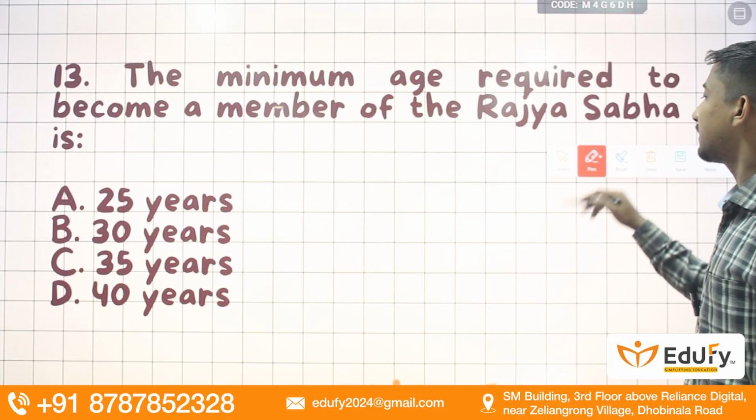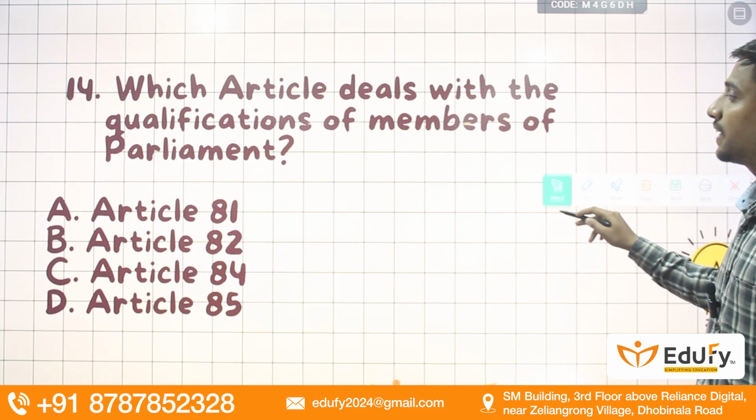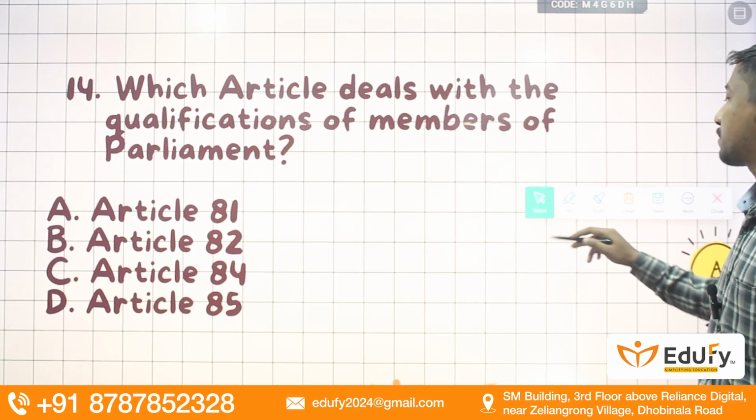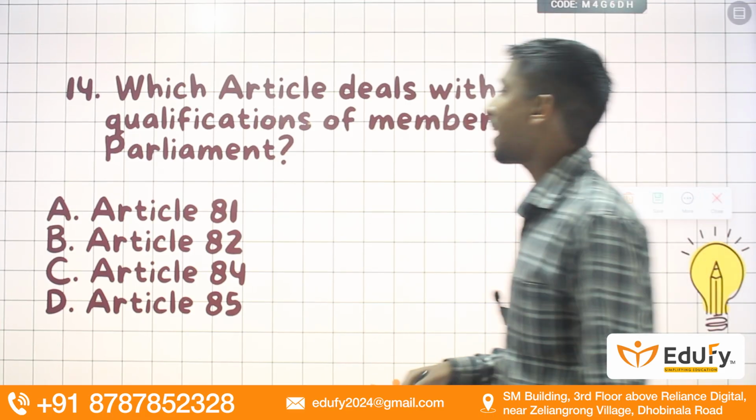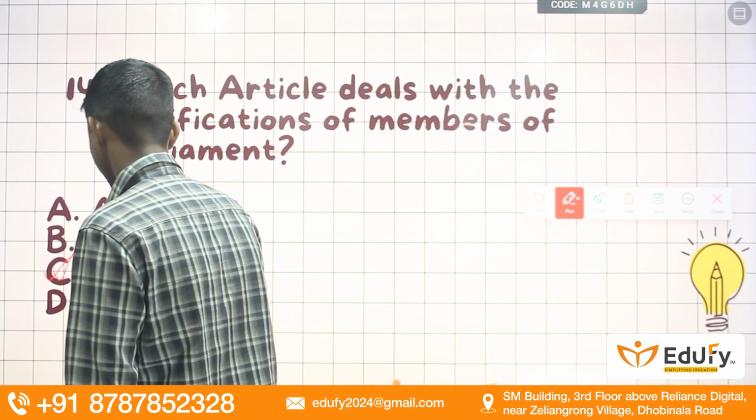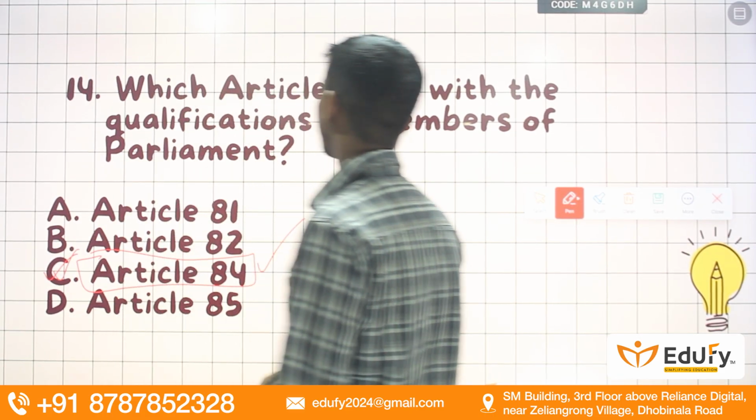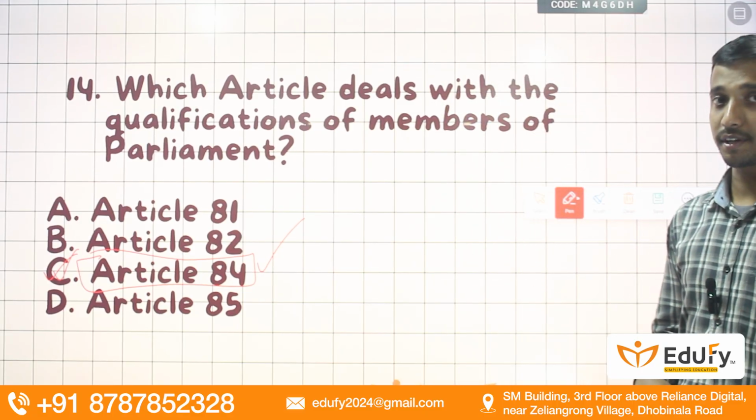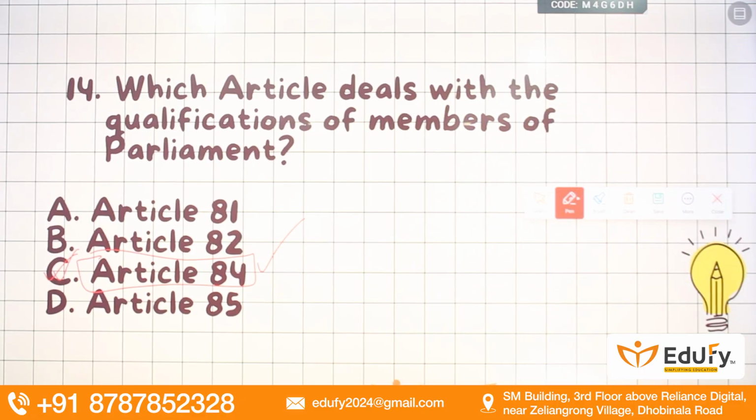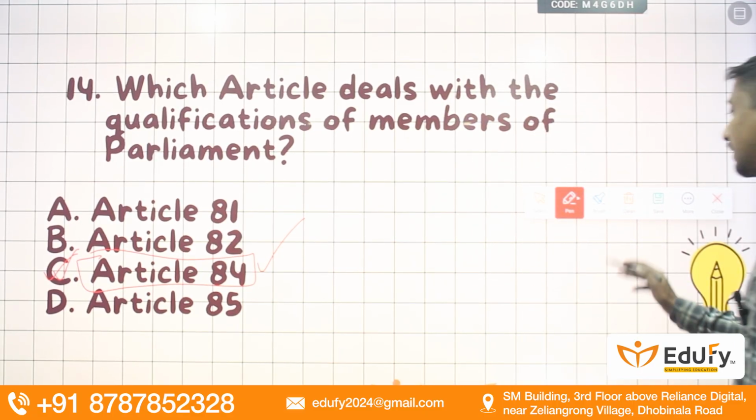Moving towards the next slide, guys, we have here which article deals with the qualification of the members of the parliament. So remember, guys, Article 84 of the Indian Constitution talks about the qualification of the members of the parliament. So this, guys, is Article 84 of the Indian Constitution.